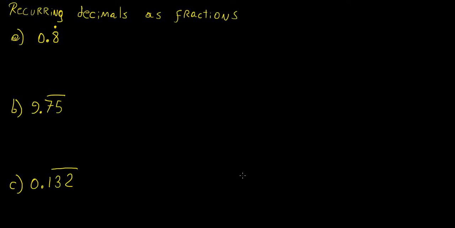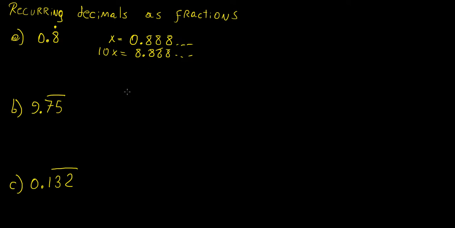Okay, in this video we're going to be doing some more examples on recurring decimals as fractions. So we're going to do the technique that we actually learned in the last video to convert these decimal numbers into fractions. For the first example here, we have a number that is essentially just repeating 8. So we know if we set this equal to x, then we can simply multiply this by 10. So that's going to become 8.888 and so on.